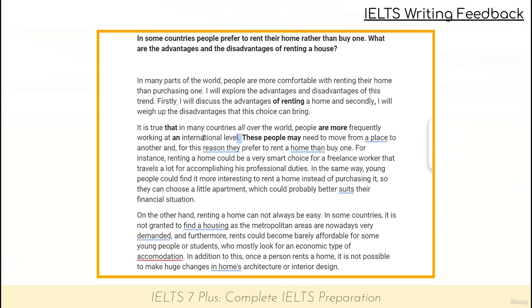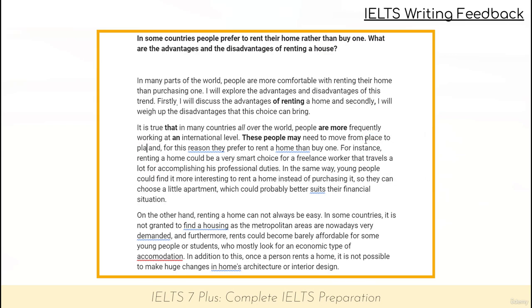Frequently working at an international level. That's all we need for that first sentence. These people may need to move from a place to another. So that really, from a place to another, this is where you could add some colloquial language, from place to place, which has the same meaning, but this saying from place to place is almost idiomatic language. It's a colloquial phrase that native speakers use. And in your writing, if you were to use these phrases, it makes you sound more fluent, more native, and therefore you'll score more highly, especially within vocabulary and use of language.